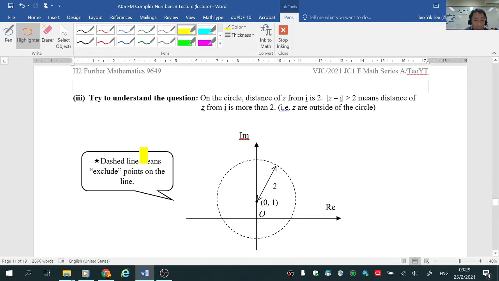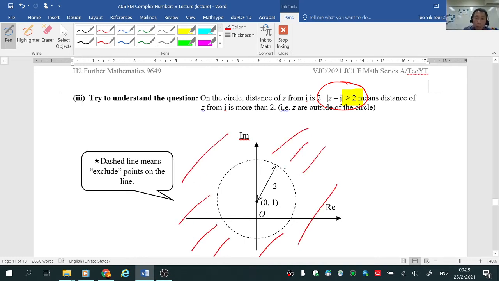But be careful because of the inequality sign, which is greater than 2. We represent this using dotted lines. Then this is what I'm supposed to draw. I want modulus of z minus i to be greater than 2. So this is more commonsensical. When is it larger than 2? Obviously, it's to the outside of the circle. This is where you should be shading.